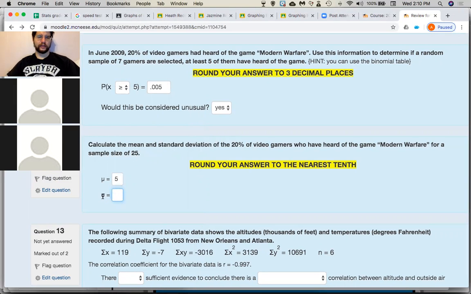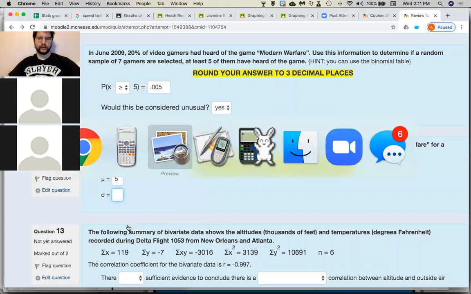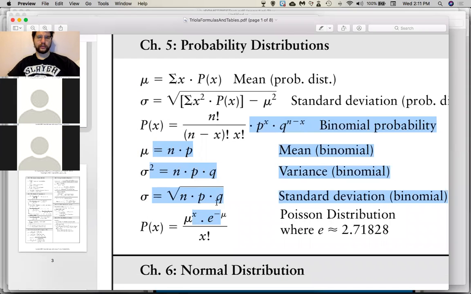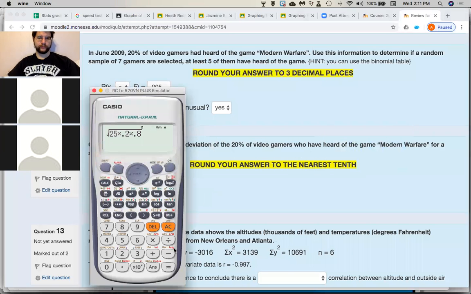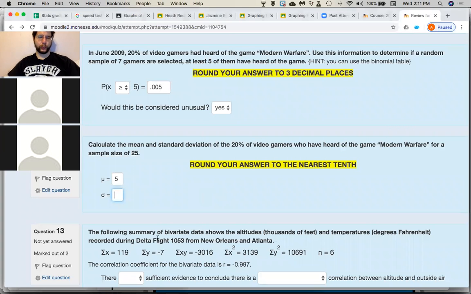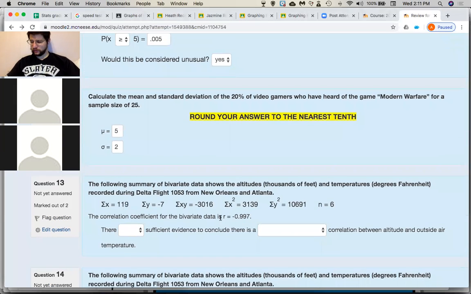And that's standard deviation, so we need the square root of n times p times q. Remember, q is 1 minus p, so 0.8. And that's from this formula right here, n times p times q. Q is the complement of p. We get 2. That's all we needed there. And just second those.